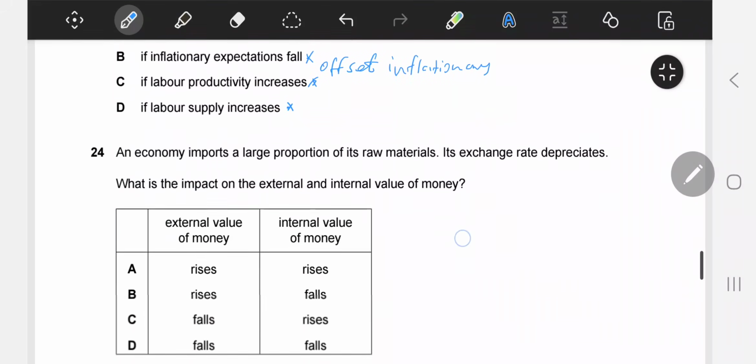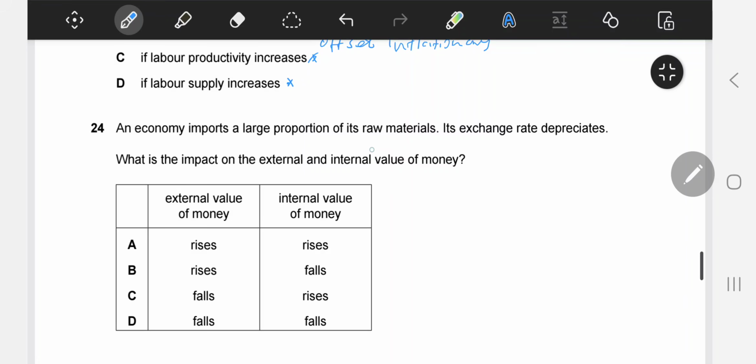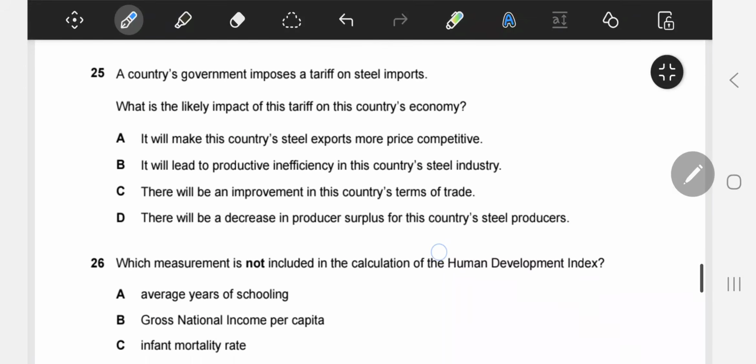Okay, let's move on to 24. An economy imports a large proportion of its raw materials. Its exchange rate depreciates. What's an impact on the external and internal value of money? For sure, what we know here is that the external value of money is going to fall. And because most of its raw materials are imported, the internal value of money is also going to fall. So 24, I'm going to go with D. Let's go to 25.